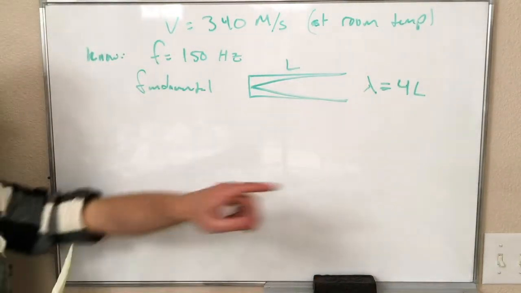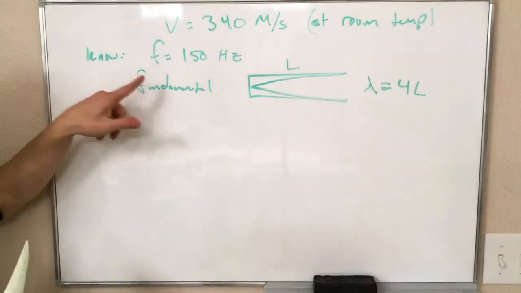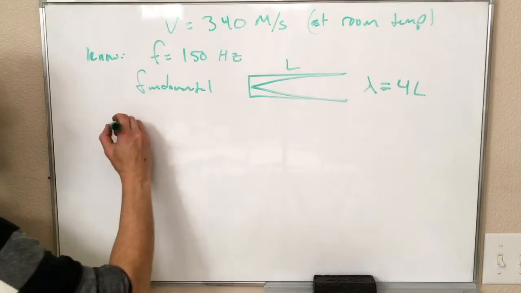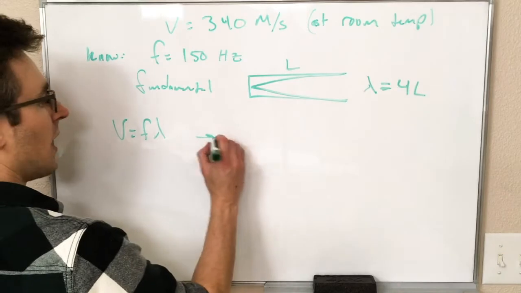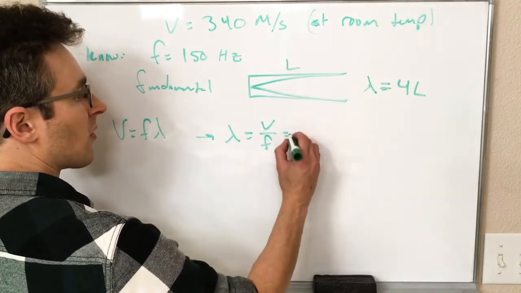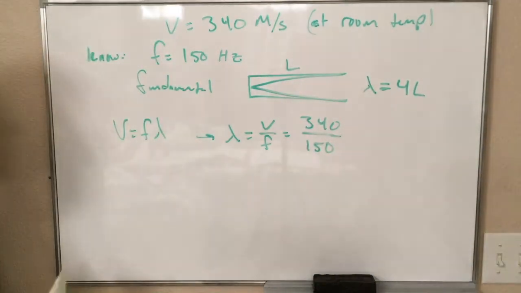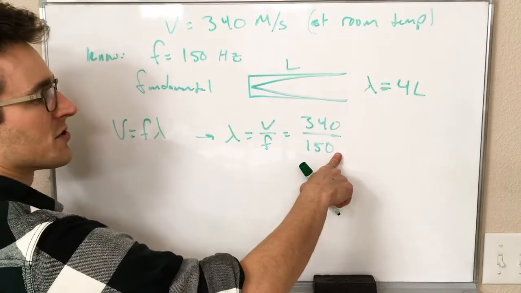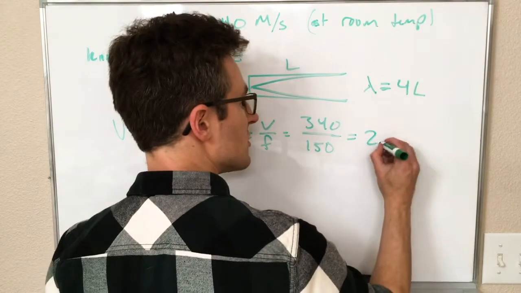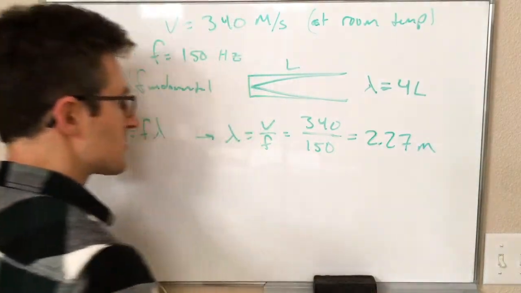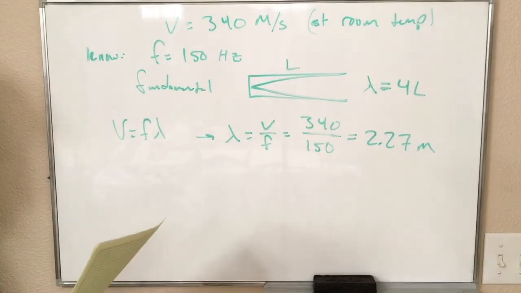So we want L. To figure that out, we need lambda. But luckily, we know our frequency and the velocity. So v equals f lambda, or in other words, lambda equals v over f, which is equal to 340 over 150. So meters per second divided by hertz gives us meters, and 340 divided by 150 is 2.27 meters.